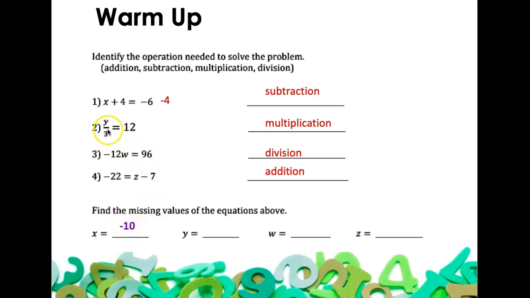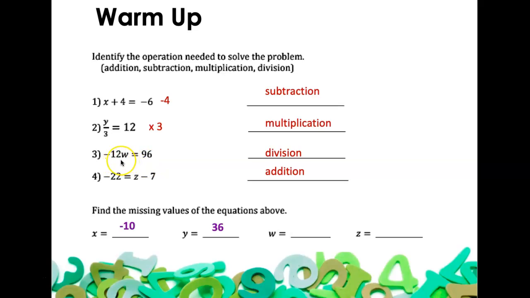Let's move on to y, which is y divided by 3. The inverse operation is multiplication. So we're going to multiply 12 by 3, which is the coefficient of y, or the number closest to the variable. So that will be times 3. 12 times 3 is 36. So y is 36. We can substitute 36 for y. If y is 36, 36 divided by 3 is 12, which is correct.